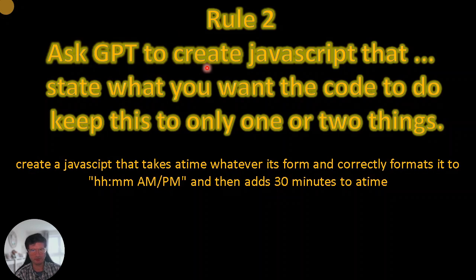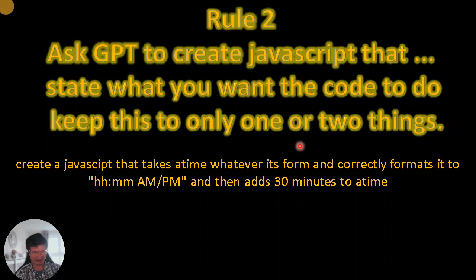So for rule 2, we're going to ask GPT to create a JavaScript that, and then we state what we want the code to do. Now it's fairly important that we keep this to only 1 or 2 things. So we've got to plan what 1 or 2 things we want the code to do. And this is the type of sentence that we give.